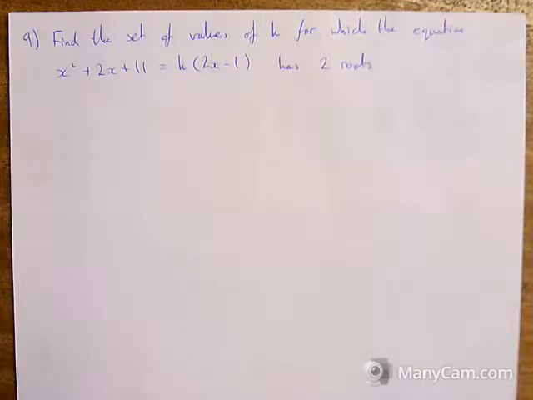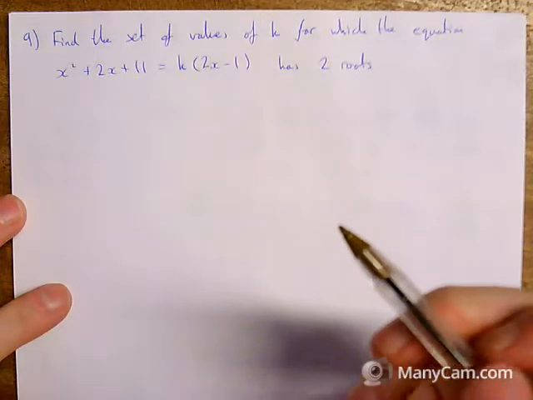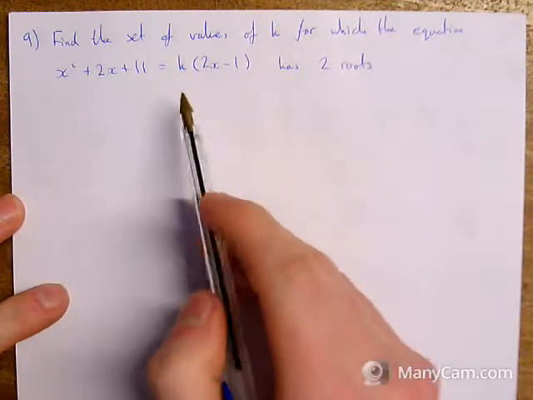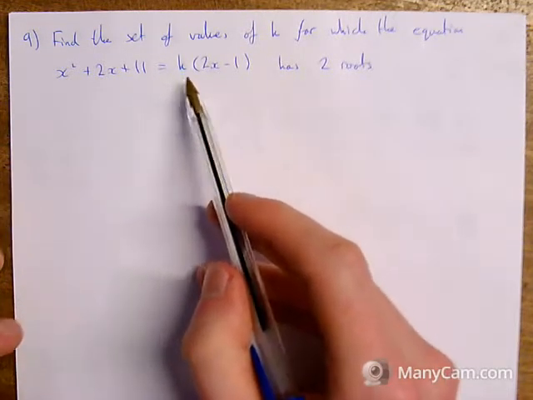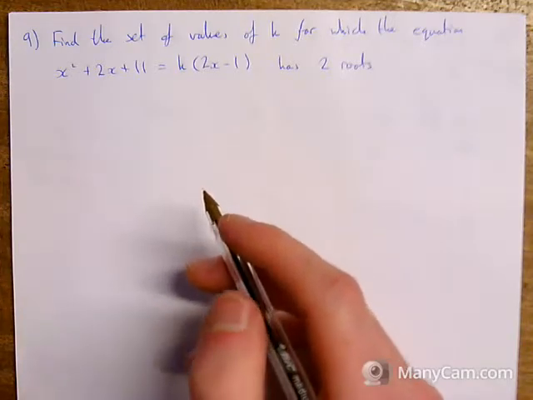Okay, so question 9 is testing us on our skills of quadratics and inequalities as well, because we're going to have a look at the discriminant. So we're given this quadratic and it's set equal to k(2x minus 1), and we want to find the value of k that makes this equation have two roots.